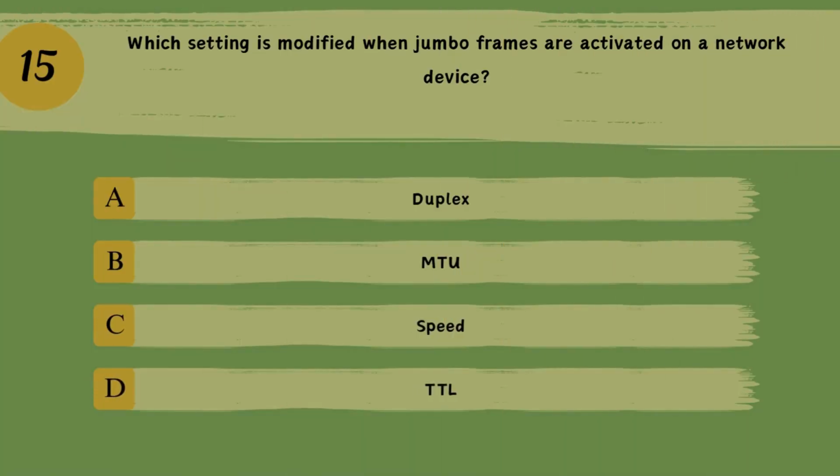Question 15. Which setting is modified when jumbo frames are activated on a network device? A. Duplex. B. MTU. C. Speed. D. TTL. Correct answer. B. MTU.